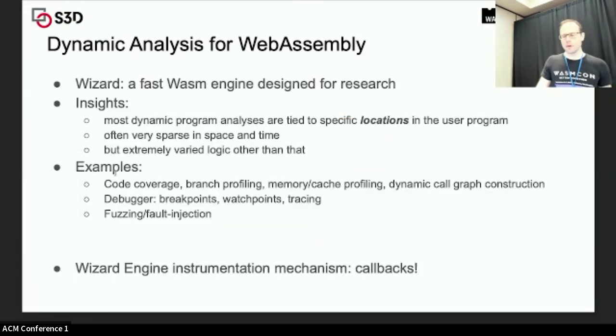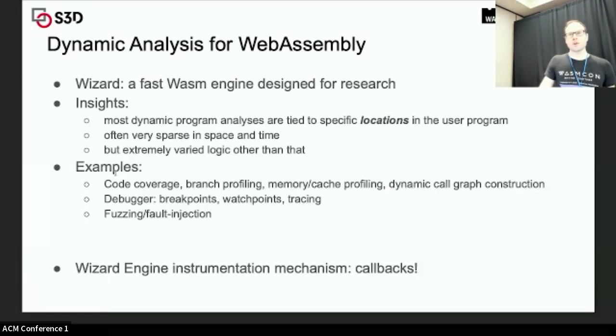So this paper is all about dynamic analysis for WebAssembly code. It's all built on our research engine called Wizard. It's a fast WASM engine. It's designed specifically for doing research, so it's not a product VM. The insight from our paper is that most dynamic analyses are actually tied to specific locations in the program. So our instrumentation technique is going to exploit that fact.